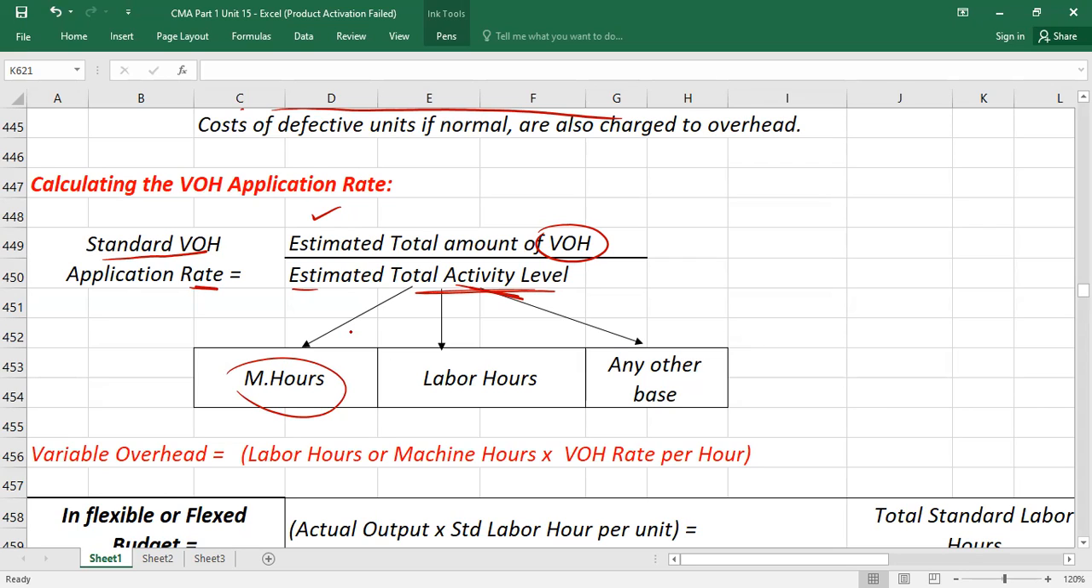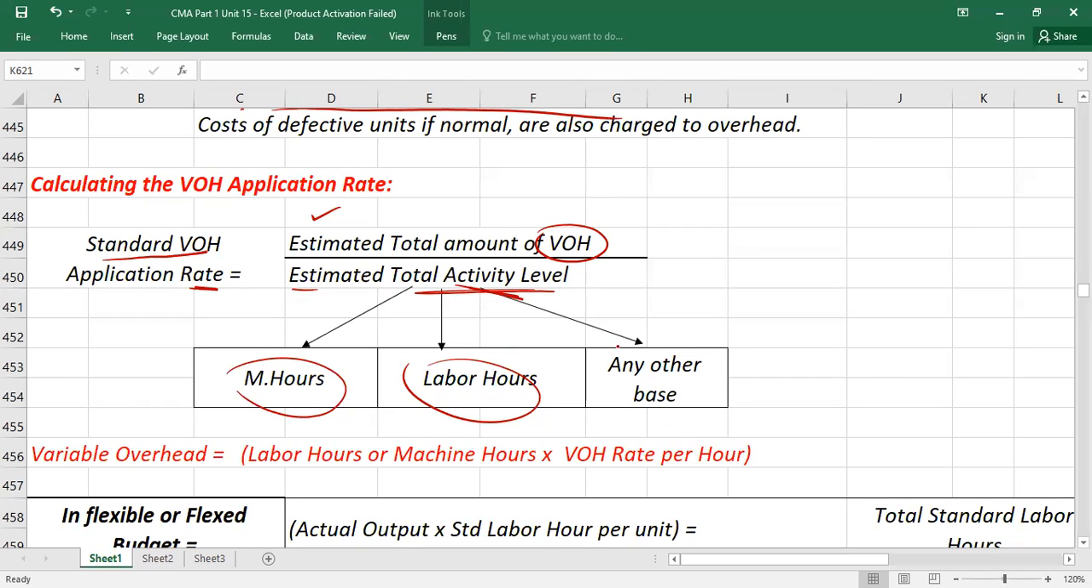We can use machine hours only if our work is machine intensive. What does machine intensive mean? It means most of the products are produced through machines. So if our work is machine intensive, the suitable base that we should use is machine hours. Second, it could be labor hours, which we should use if our work is labor intensive. Labor intensive means that most of the work is done through labor. Then that is the appropriate base.